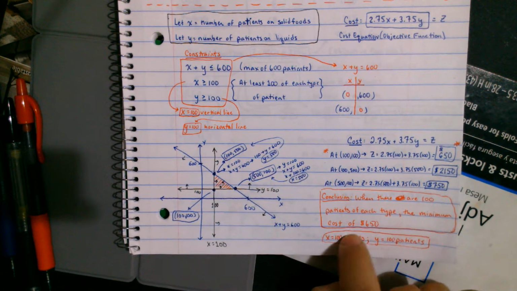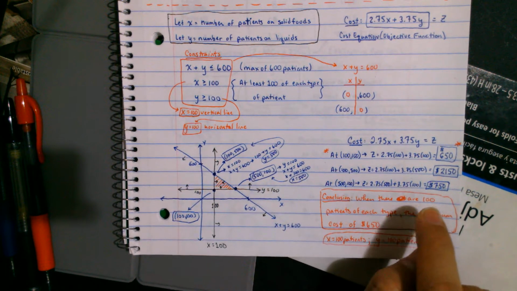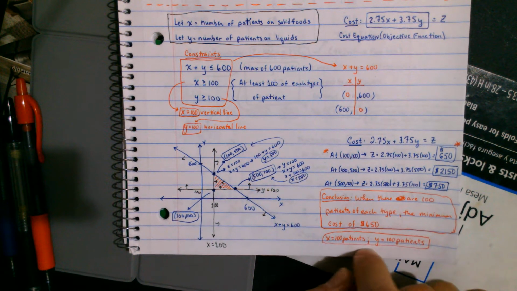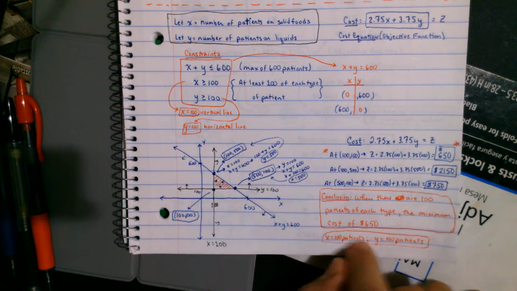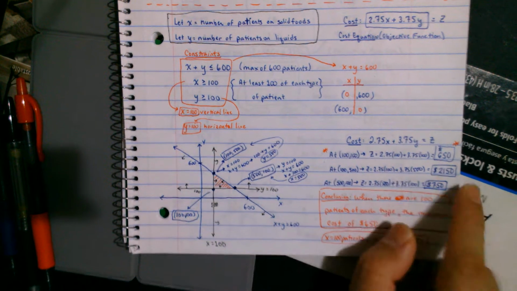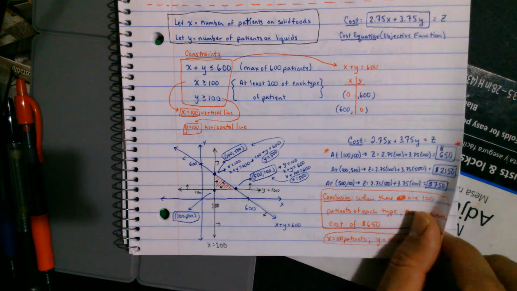So keep it at the lowest amount of patients possible. Again, you can't go under 100. This says 100 is a minimum, 100 is a minimum. You can't go less than that, which makes sense. So $650 is the minimum cost. And that's essentially how these are done.